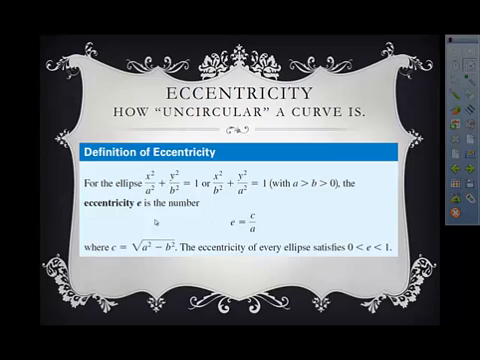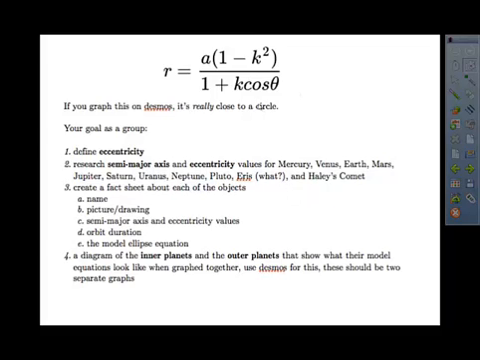So I'm just going to show you something kind of relevant to our natural world. Here's our formula, obviously, where you can find c. So eccentricity is how uncircular. Remember, a circle is going to have an equal radius all the way around. So the greater the eccentricity, the more elliptical it's going to be.